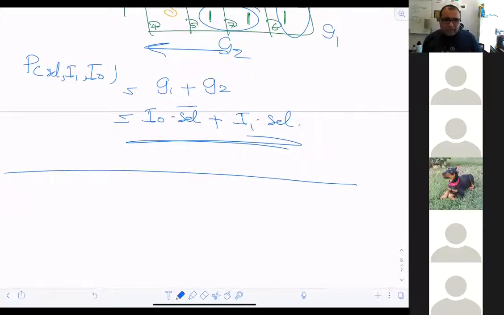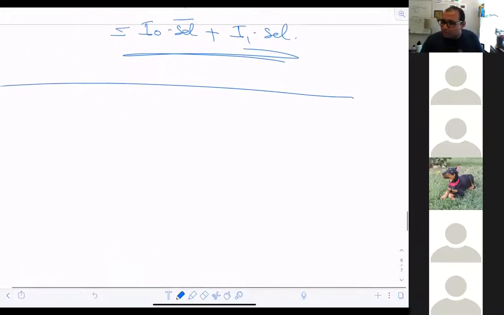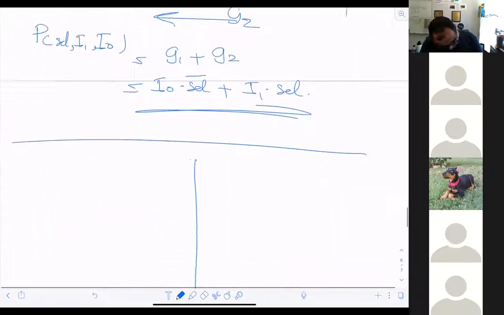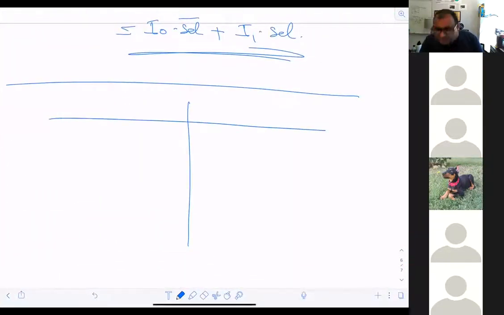So one of you guys asked about the order. Somebody asking me for the order, right? So let's do the order. Anyway, so go here. You want select where? The most significant bit. You want it to be in the most significant. Select, I1, I0, P.